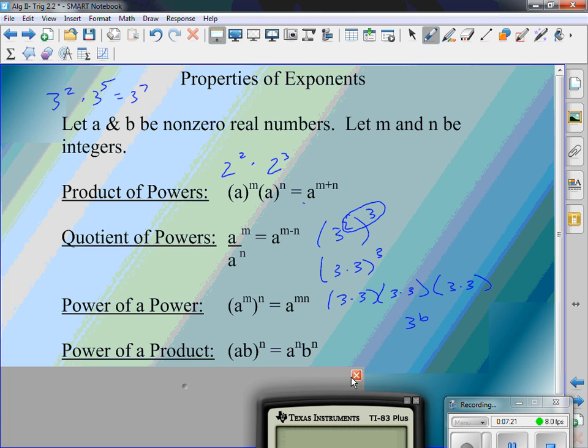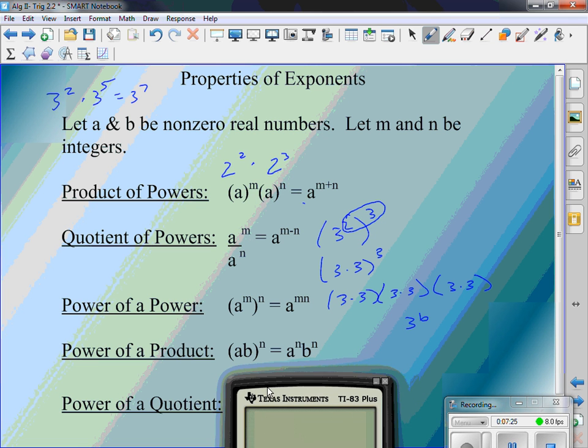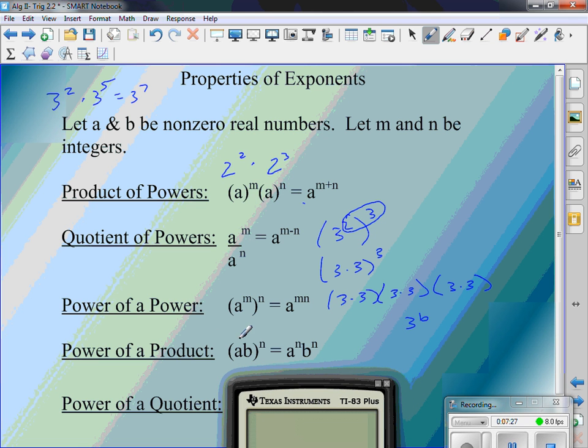The last one here. I have (ab)^n. Distributive property: a^n, b^n. If I take this and use numbers.